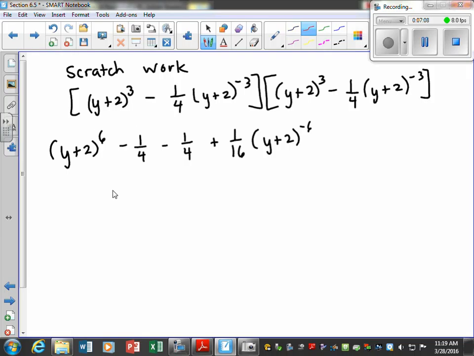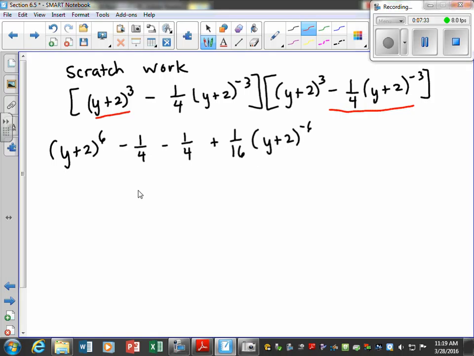So if I have this term times this second term, I have y plus 2 to the third, but I also have y plus 2 to the negative third. So when I add 3 and negative 3, you're going to get y plus 2 to the 0 power, which anything raised to the 0 power is 1, times the negative 1/4. So we're just basically left with negative 1/4.